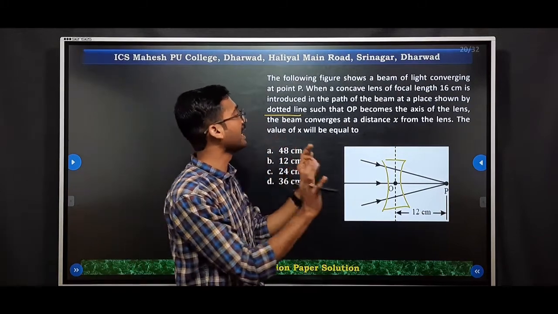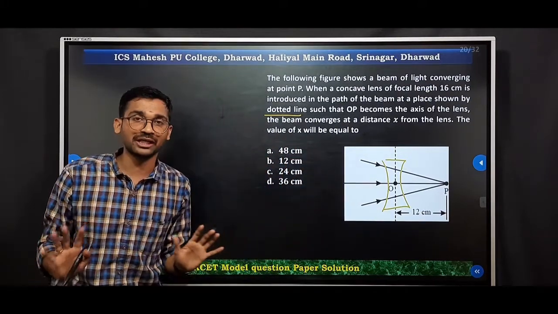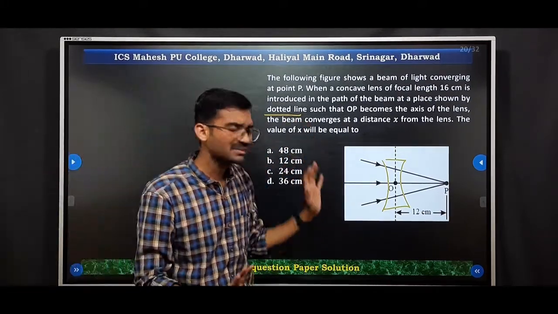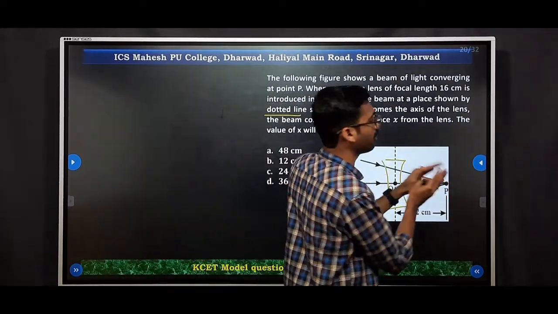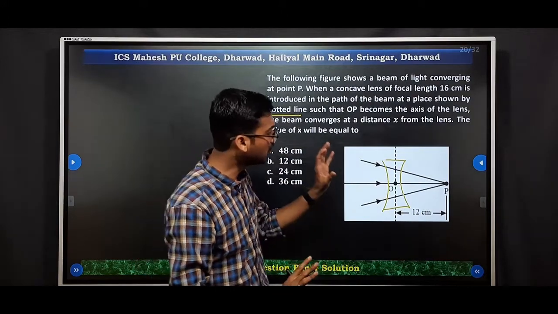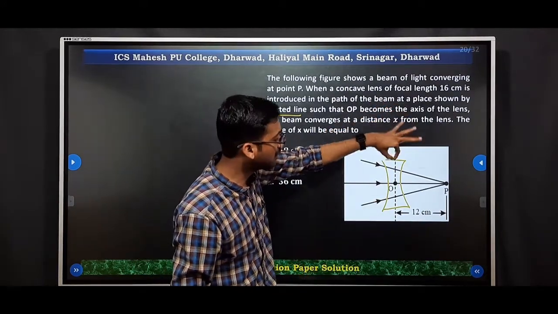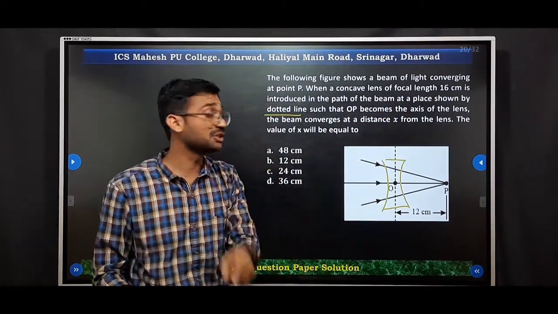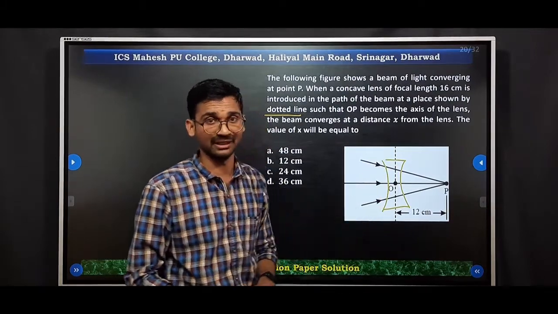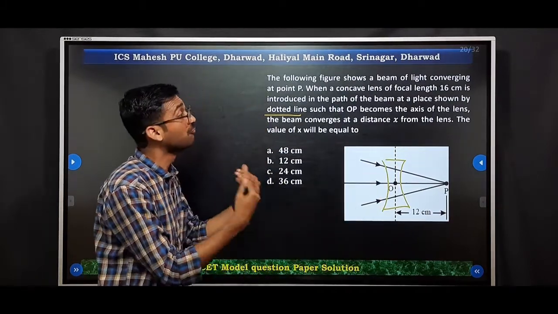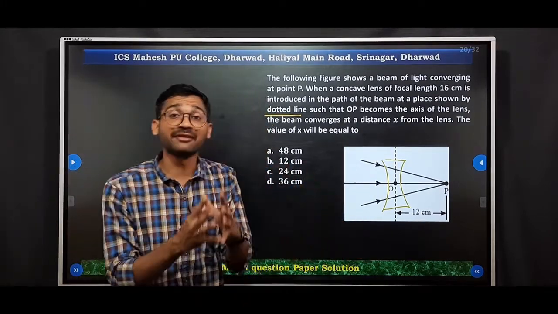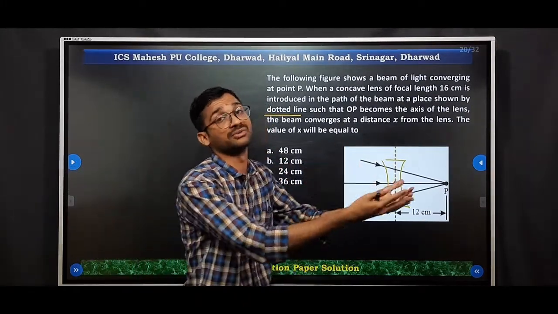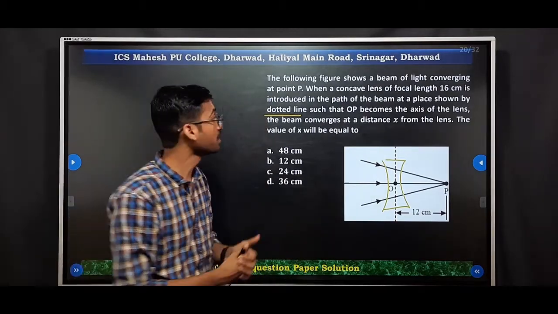The value of x will be equal to, what they want to explain here, they are telling we are having a certain number of rays which are converging at point P. In doing so, they have drawn some dotted line. At that position, they are placing a concave lens. If it is so, where is the image, where may the refracted rays converge? They are asking the question.